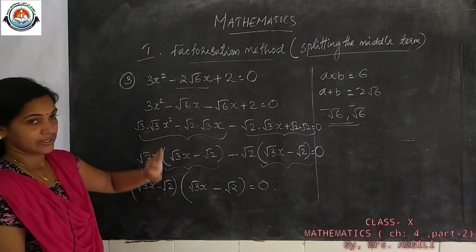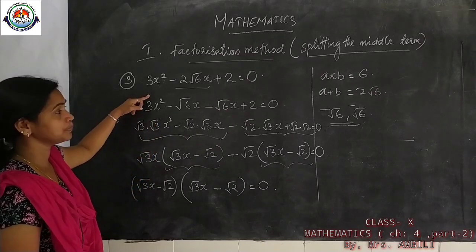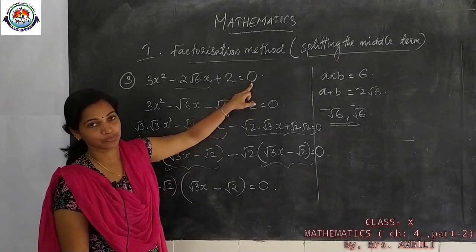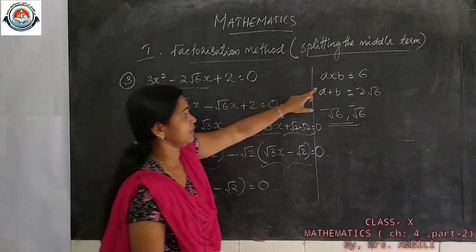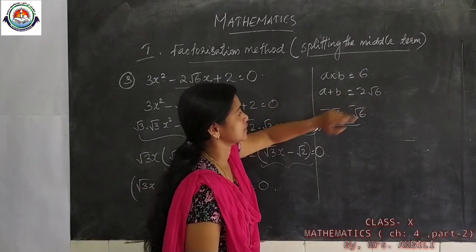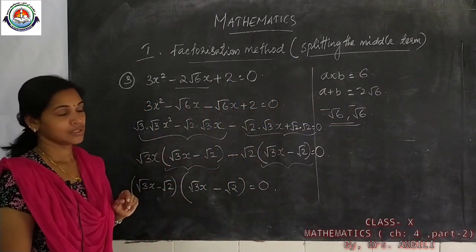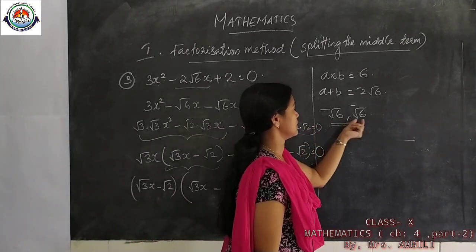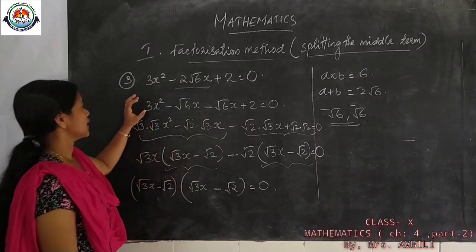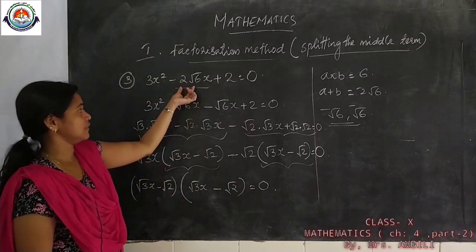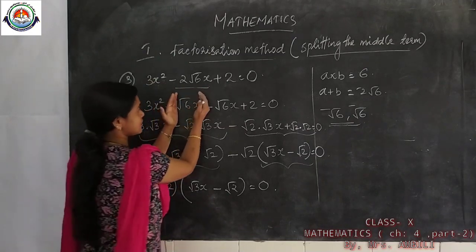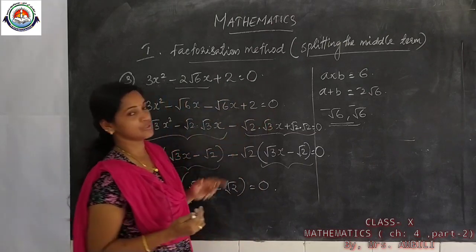Okay, before that I will explain it again. Listen, our question is 3x square minus 2 root 6x plus 2 equal to 0. So a into b we need to get 6, that is 3 into 2, 6. A plus b we need to get minus 2 root 6. So we got the two numbers, minus root 6 and minus root 6. Okay, so we are substituting that here, that is, instead of minus 2 root 6x, splitting it and writing 3x square minus root 6x minus root 6x plus 2 equal to 0.